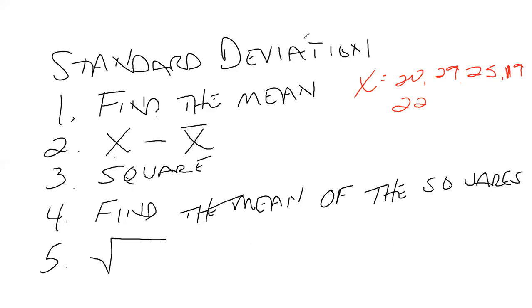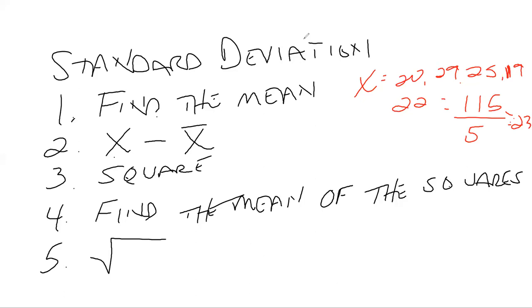The first thing we have to do is find the mean. We take 20 plus 29 plus 25 plus 19 plus 22, and that equals 115. We divide that by 5, and that gives us our mean. Our mean is 23. All right, so that's step one.